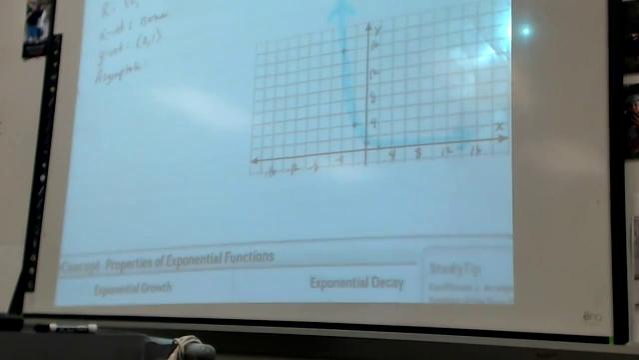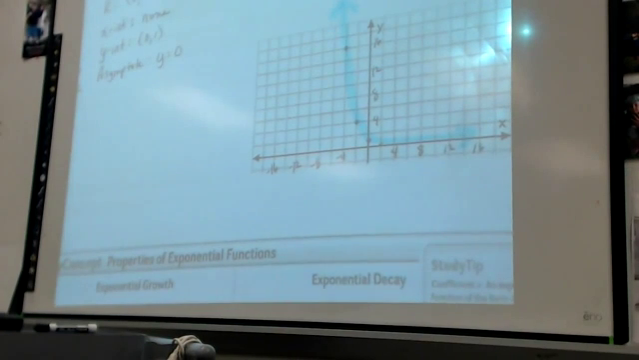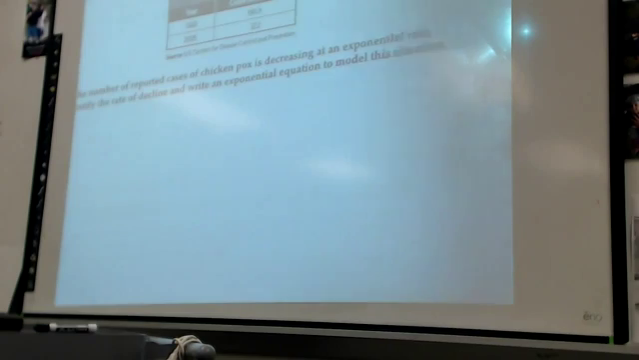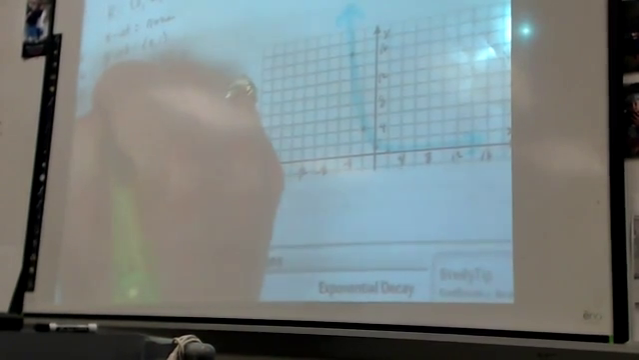Yeah, but what is the asymptote here? Is it the same one we had before? Yeah, it's still the x-axis, which is y equals 0. Now what about the behavior? So now the behavior is going to be a little bit different.